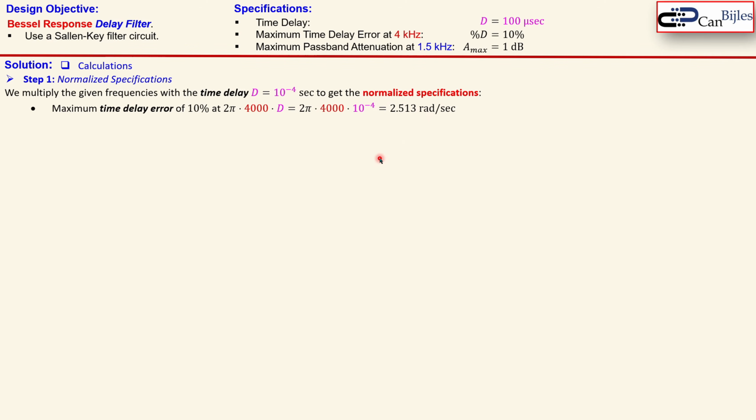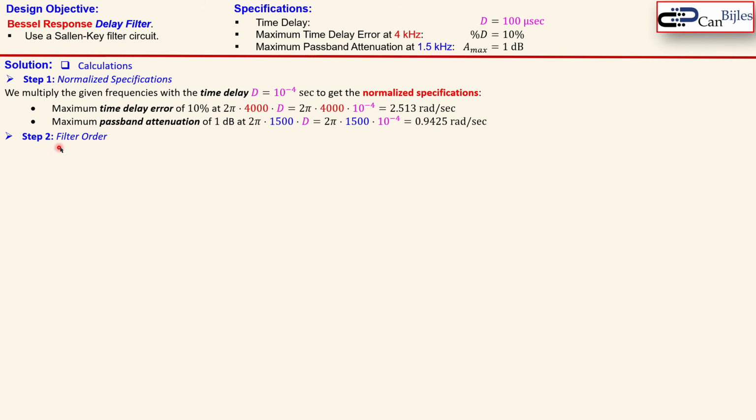Of course, everything must be translated in radians and not in hertz. That's why we first multiply this 4 kilohertz by 2 pi and then times d. That's the normalization operation for the time delay error. And also the passband attenuation must be normalized. So we go here again, 2 pi times this 1.5 kilohertz times again this d, and that will result in 0.9425 radians per second. Now those two values are already imported, so we need to use that in the table.